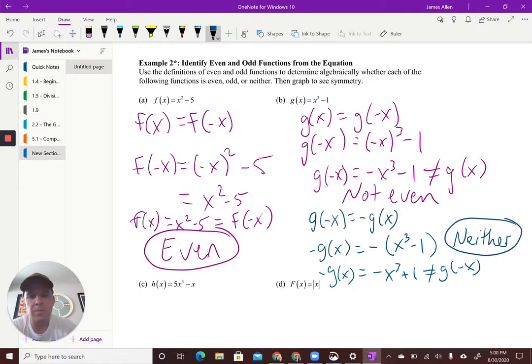The other way is you could always take your g of negative x and factor out a negative to get a negative out in front, and you would see this.